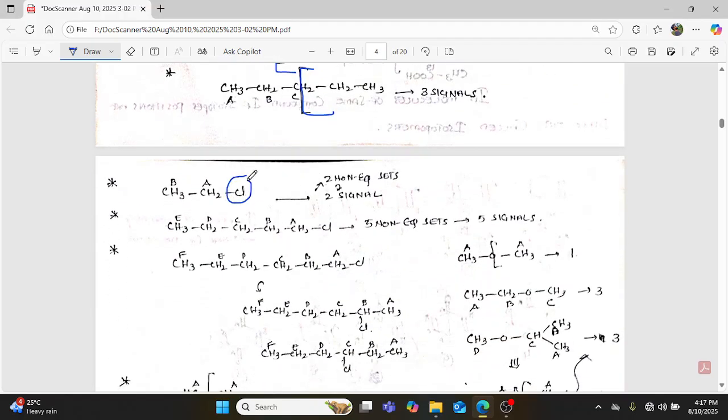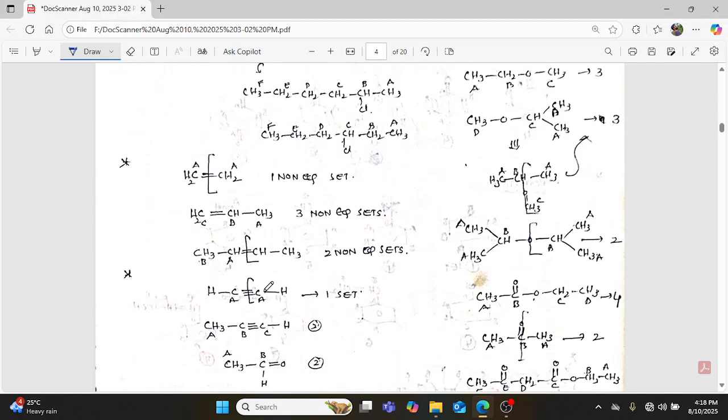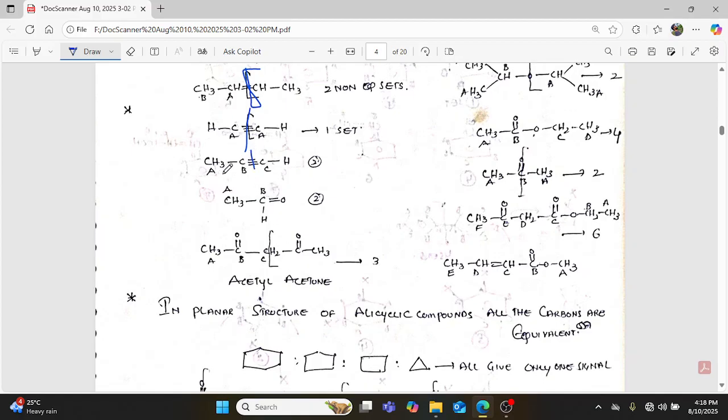Whenever an electronegative group is attached to any carbon chain at the terminal, all carbons are automatically non-equivalent. So A and B, two signals. See how many signals there are? In this way you can identify. Here, see, plane of symmetry. Here no plane of symmetry, so all are different, three signals. Here plane of symmetry, that's why only two signals. Plane of symmetry, only two signals. No plane of symmetry, three signals. No plane of symmetry, three signals. Here plane of symmetry, 2 signals plus this one, 3 signals. Simply identify the plane of symmetry, the different attachment or different environment of the carbon.